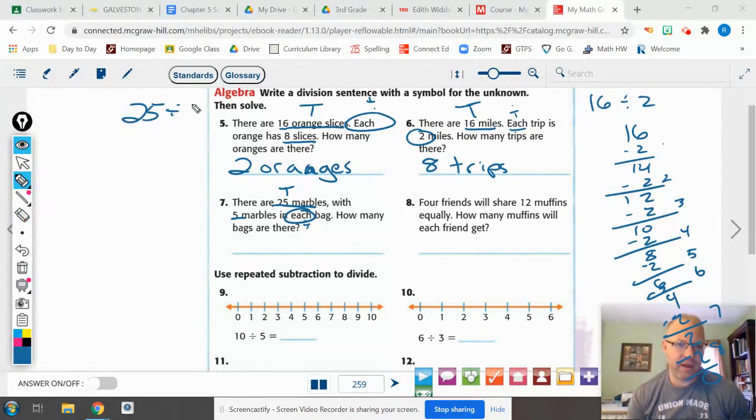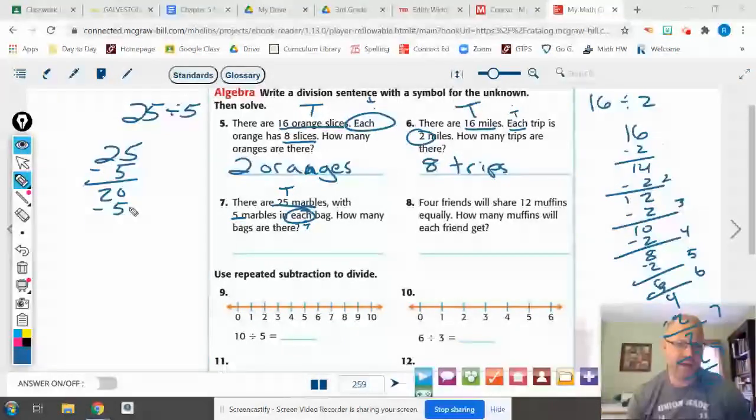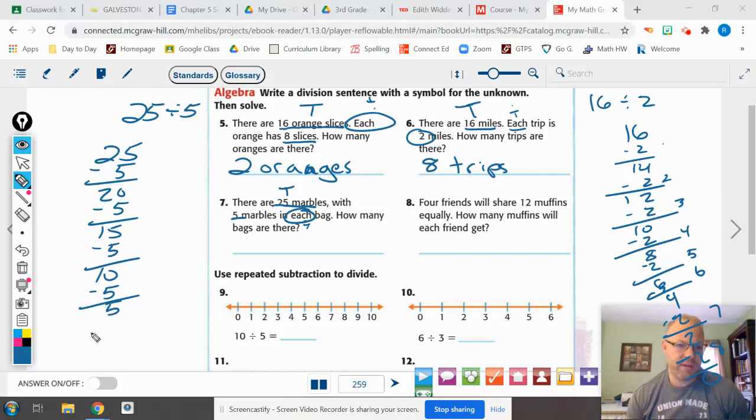25 divided by 5. 25 minus 5, 20. Minus 5, 15. Minus 5, 10. Minus 5, 5. Minus 5, 0. So we have 1, 2, 3, 4, 5. 5 times 5 equals 25, so that's correct. 5 bags.